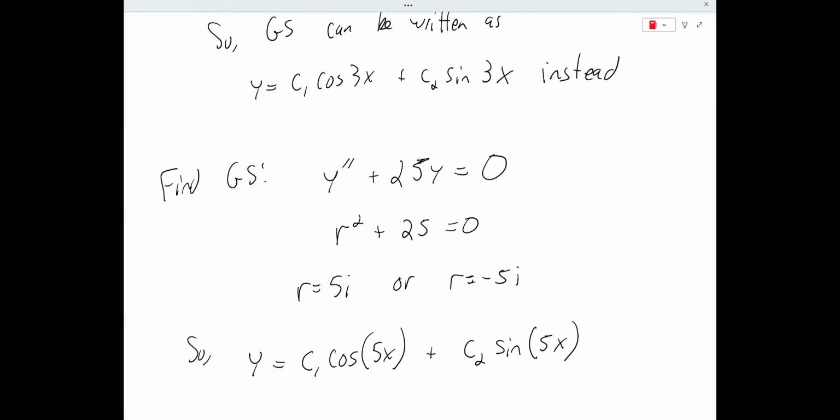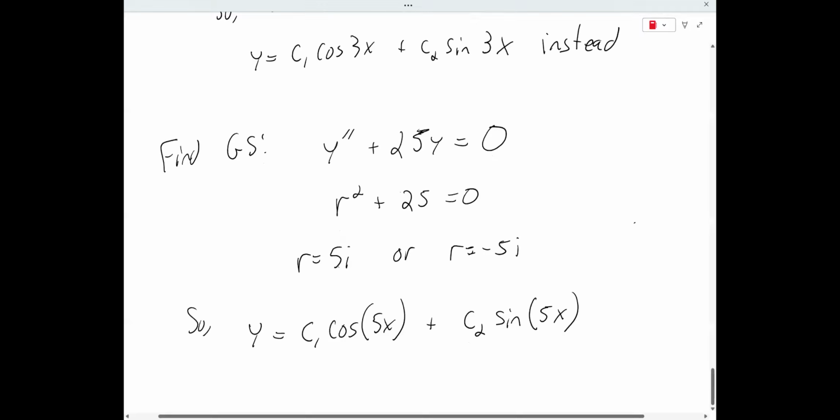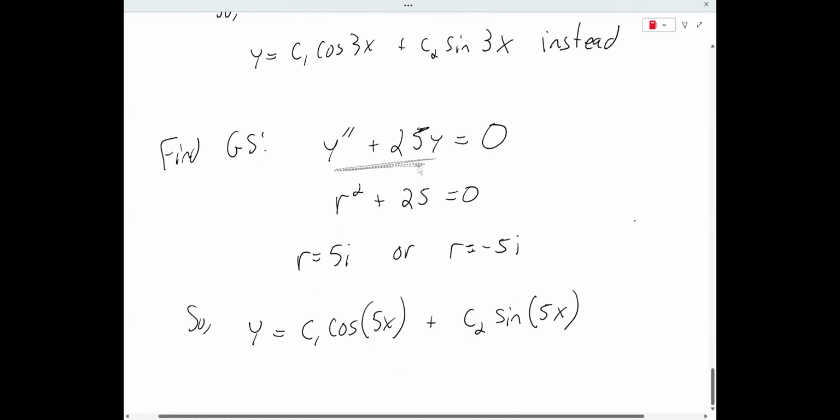As long as it's pure imaginary, yeah. If it's a complex number, maybe I'll talk about this next time, but there's a little more to it. So if it's just pure imaginary like this, then yeah, that's your general solution.